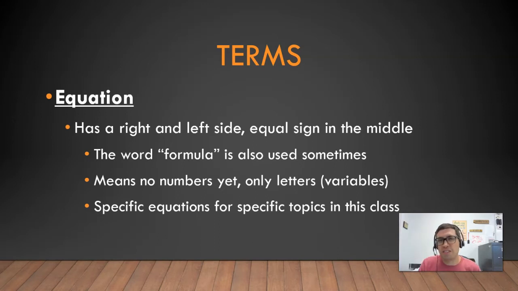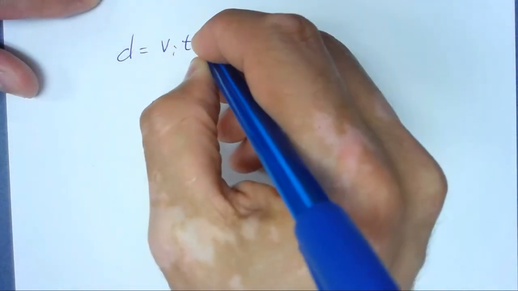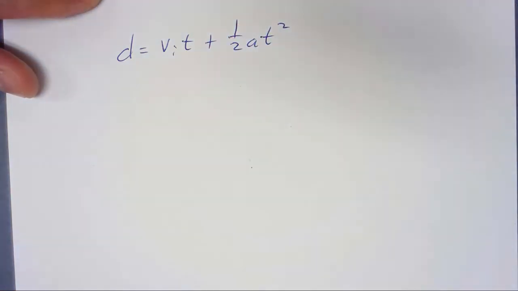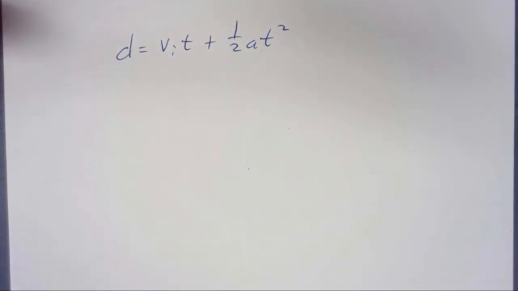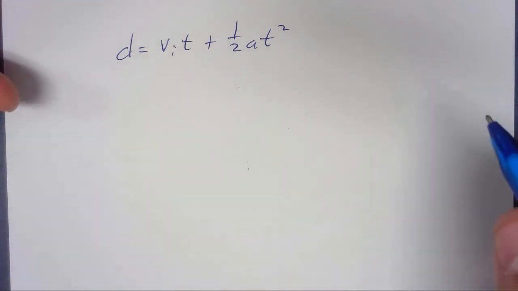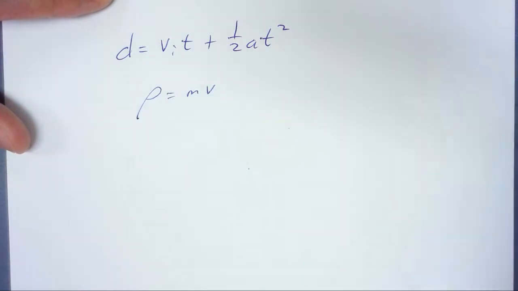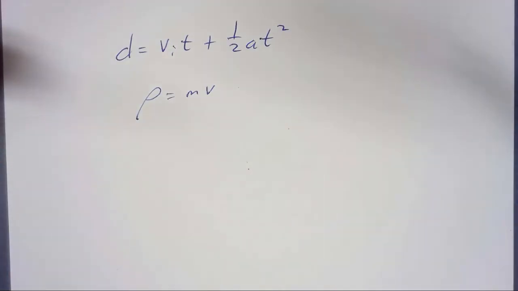So there are very specific equations for very specific topics in this class. For instance, we will use this equation. This is one of the equations we will use to talk about motion that has to do with acceleration motion, also called kinematics. This equation right here, p equals mv, is about momentum.